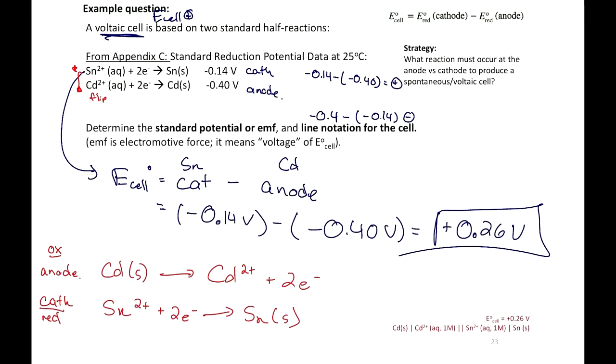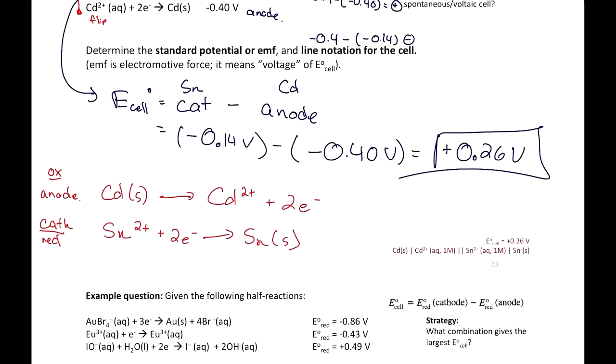So now we can put that line notation together. You can write the line notation showing electrons traveling from your anode to your cathode, where you want to sandwich your 2 metals on the very ends. So if we write anode first, it's going to be cadmium solid in contact with cadmium 2+ aqueous. It's probably going to be 1 molar, because this is standard conditions. Then a phase boundary to show the anode is in contact with your cathode. So here you're going to write tin 2+ aqueous. That's in your cathode compartment.